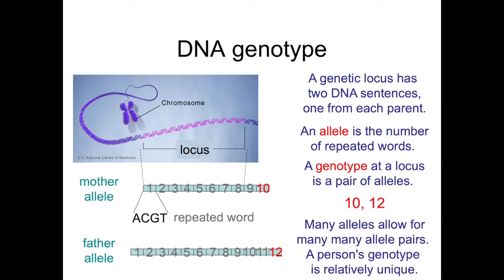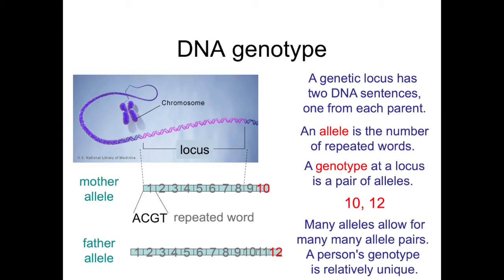So if you inherited one allele where there were 10 repeats from one parent and 12 repeats from the other parent, your genotype would be a 10-12. That is your genotype at that one locus. That's the goal. The goal is to work out the genotypes so we can compare genotypes for human identity.